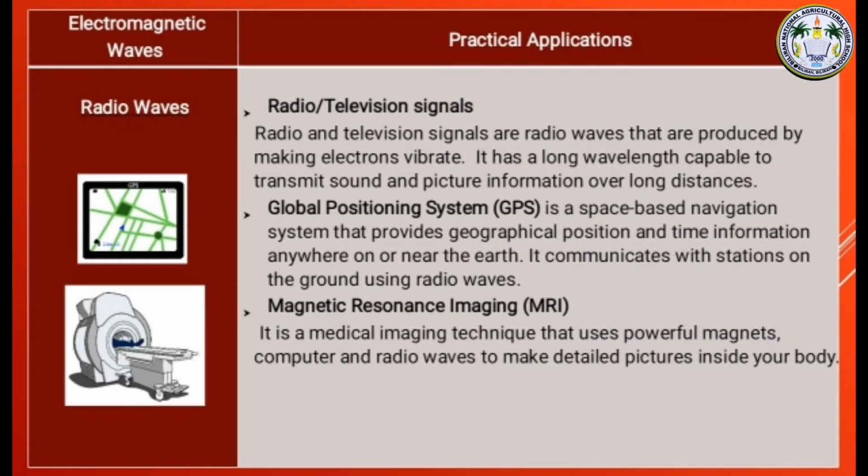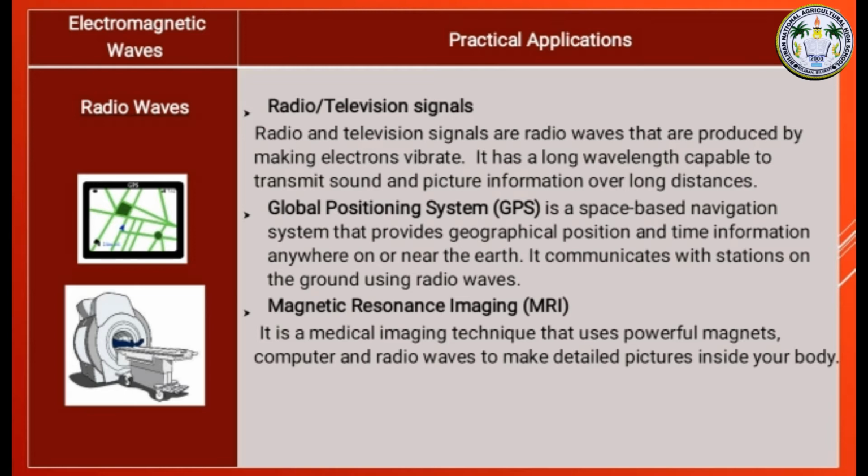The first electromagnetic waves that we will be discussing are radio waves, and their practical applications are radio or television signals. Radio and television signals are radio waves that are produced by making electrons vibrate. They have a long wavelength capable of transmitting sound and picture information over long distances.